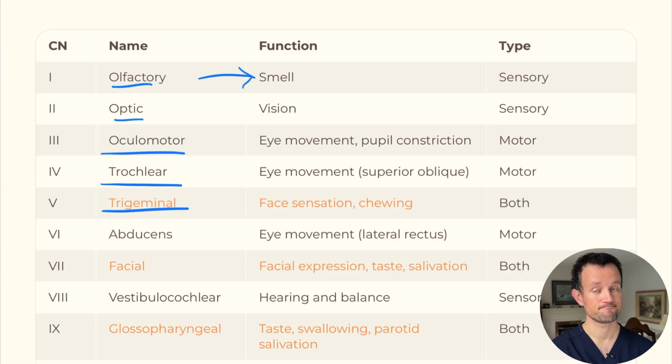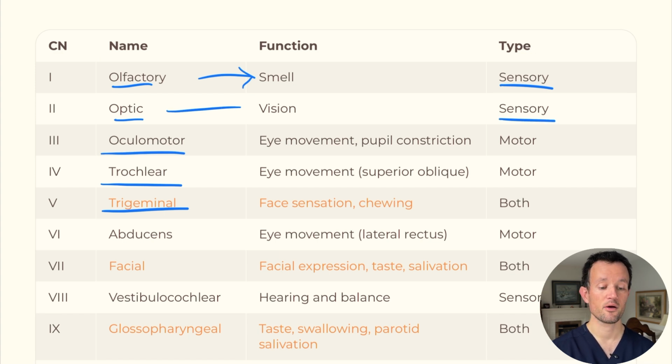Olfactory is smell. Makes sense from your brain to your smell. Okay, it can smell things. It's sensing. Optic is vision. That's sensing. Now we have oculomotor. That makes sense. Eye motor, movement. It's eye movement and pupil constriction.